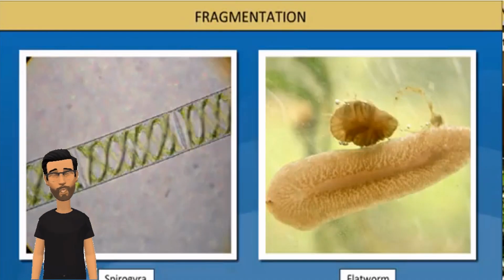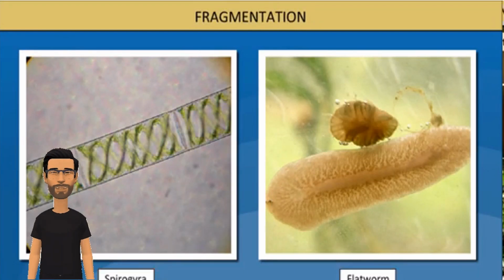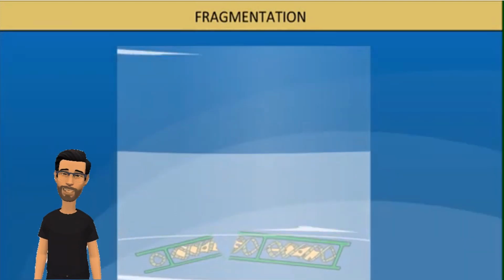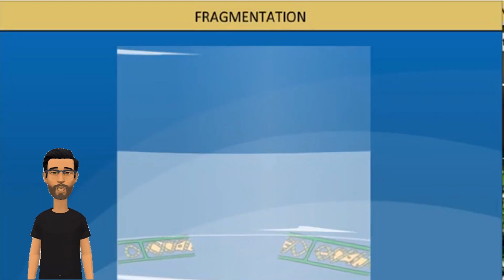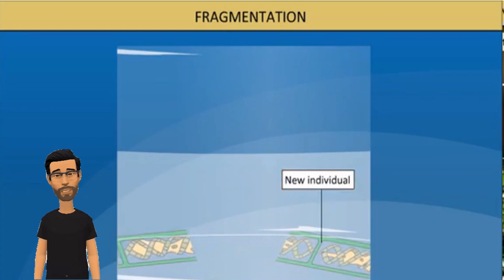Fragmentation. There are several filamentous organisms like Spirogyra or flatworm that increase their population by fragmenting their filaments. The organism breaks up into two or more fragments after maturation, and each fragment starts growing into a new individual.